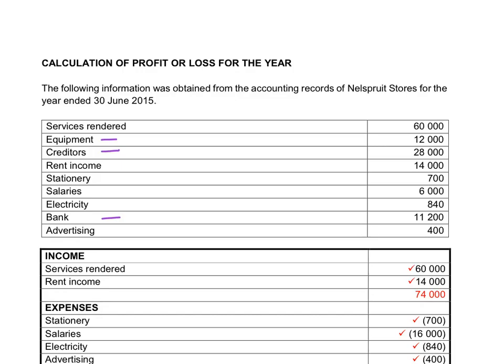Income less expenses will give you the profit or the loss. So the only things that you're allowed to use in this calculation is income and expenses. If you record the liabilities or assets between the income and expenses, you will be marked negatively.